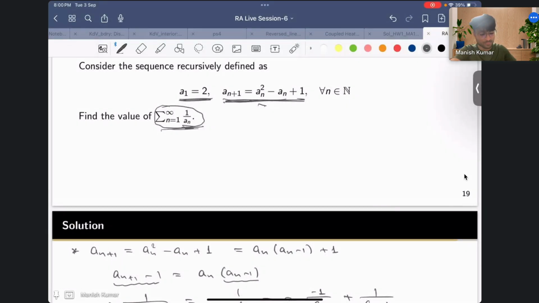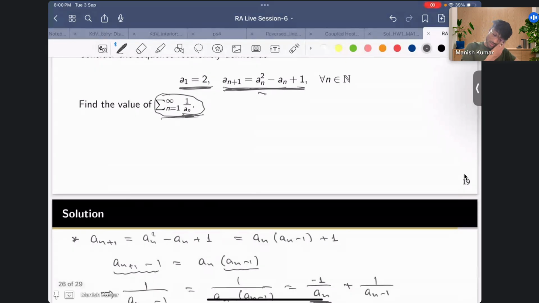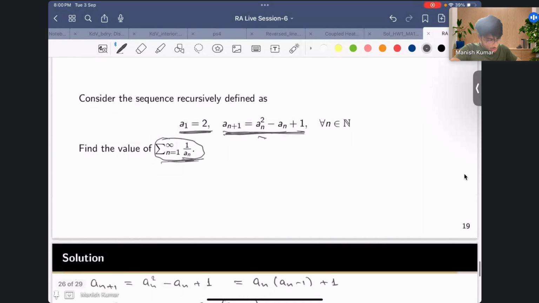Okay, so now the first thing you can notice is that the sequence is increasing. a_{n+1} is given as a_n^2 - a_n + 1. Let's forget about the "+1" for now, because it is a positive term that does not depend on n. What you see is that a_n^2 will increase rapidly, right?